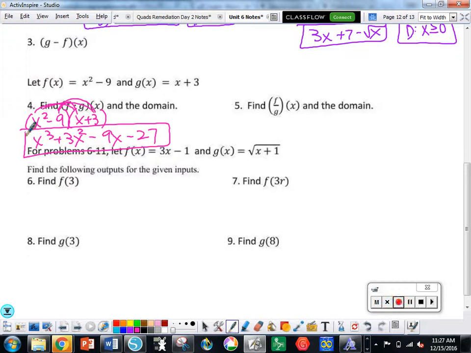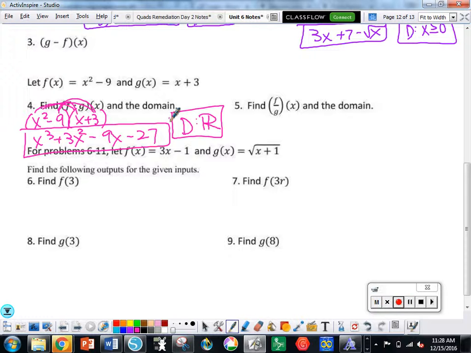Are there any denominators? No? Are there any radicals? No. So my domain on this question is all real numbers. There is nothing that x can't be. You could use synthetic division to factor it completely, but we're not going to make it smaller. Unless, if there was an equal sign, yes, we could make it smaller. But we're just trying to combine things.